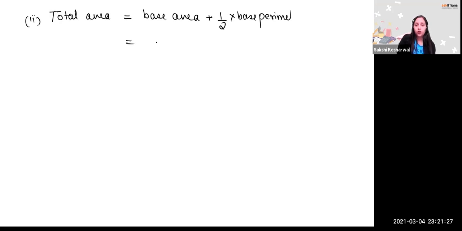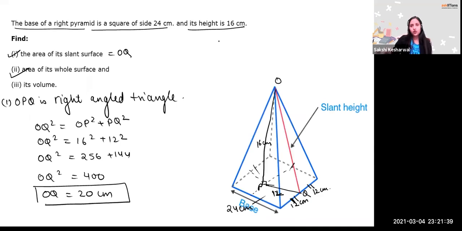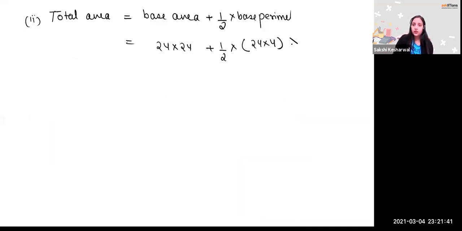So base area is 24 into 24 because it's a square, plus 1 by 2 into base perimeter. Base perimeter is equal to 24 into 4, right or not? Because the side is 24, so its perimeter is 24 into 4, and height is 16. So do the calculation: 576 plus 48 into 16. If you solve it out, you will get the answer as 1536 centimeters square. That's it.